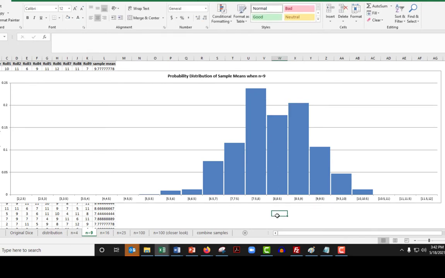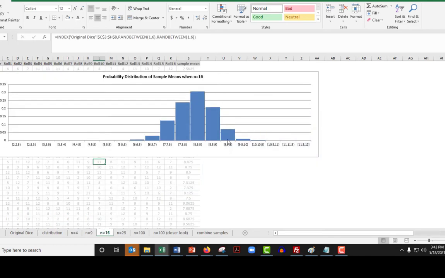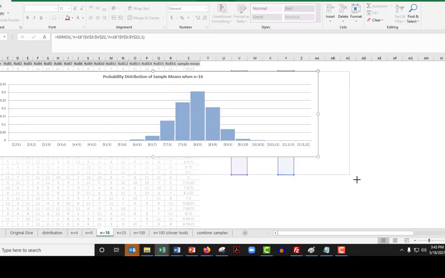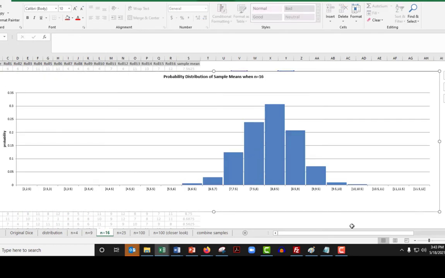That tells us that we are more likely to get closer to average with our sample when the sample is larger. Let's keep going. Let's go to a sample size of 16. Okay, same exact idea as before. Drag this thing out so we can see it better. There we go. Very good.